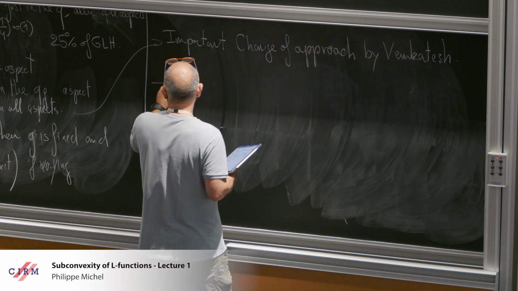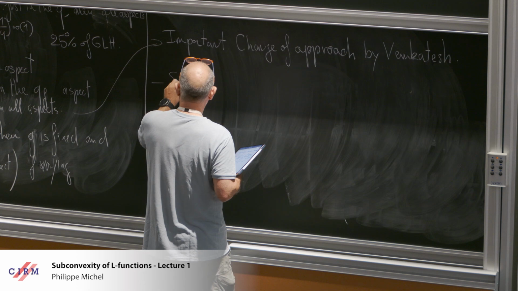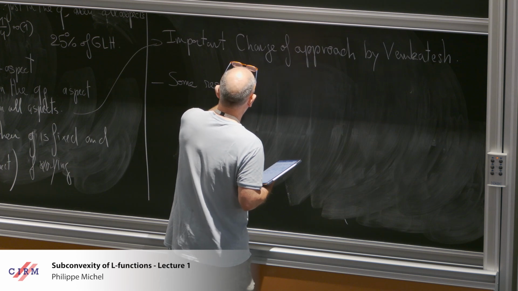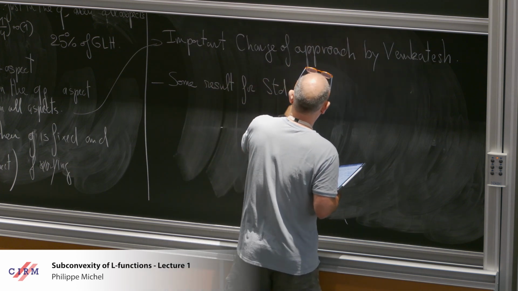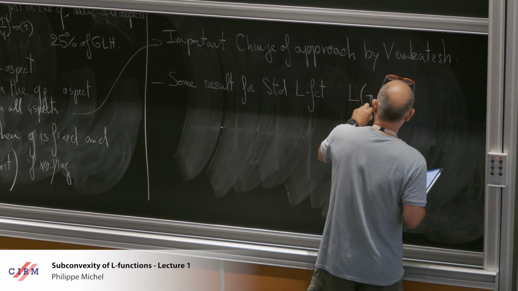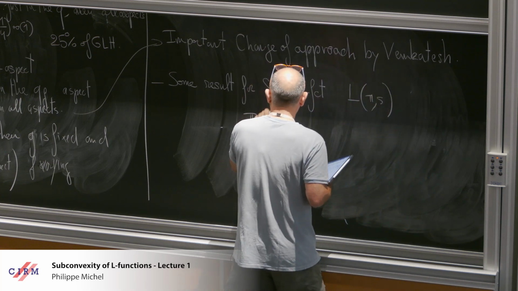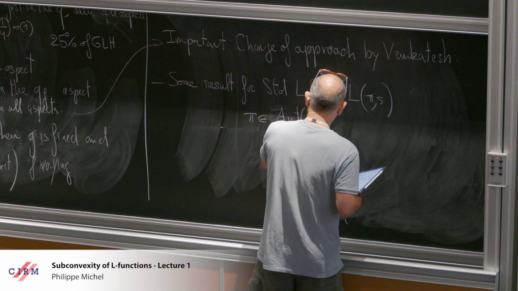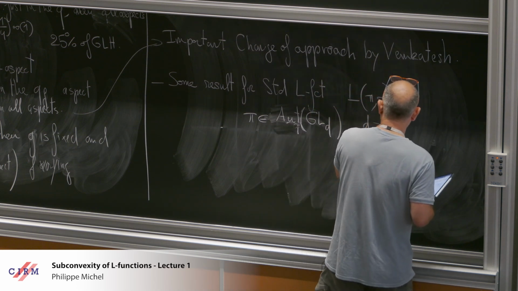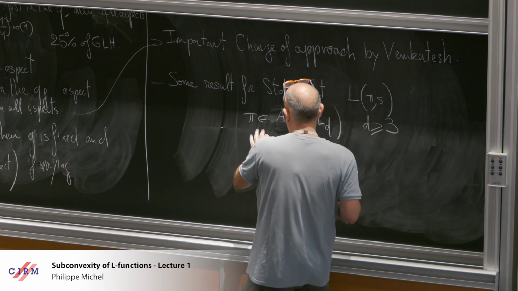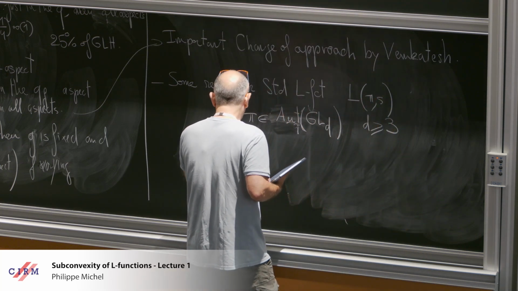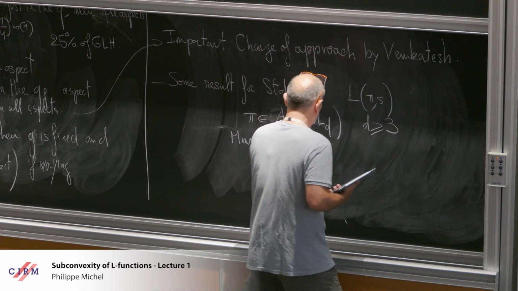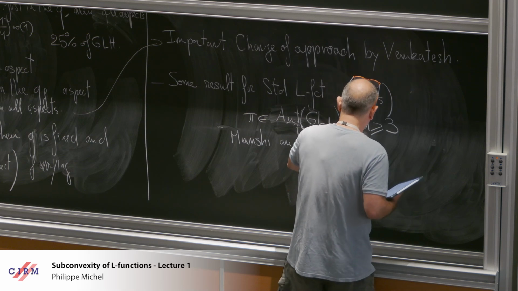And there are other results. There are some results for the standard L-function, L(pi, s) for pi in GL_d, an automorphic representation of GL_d, for d bigger than 3. I will not detail the cases, but there has been work by Munshi and his school, and he introduced the delta symbol method on that occasion.